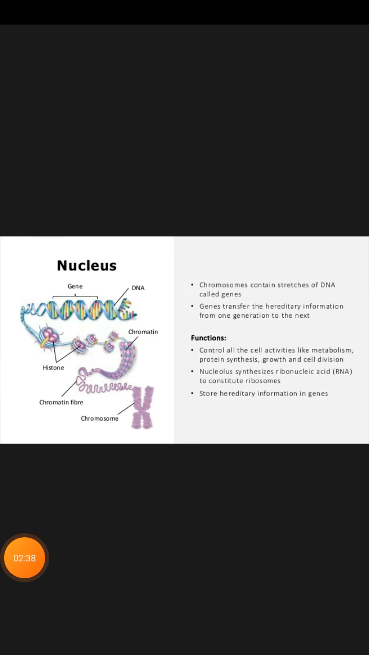Next one is the nucleus. It is a colorless dense sap present inside the nucleus known as nucleoplasm. It has chromatin fiber which is composed of deoxyribonucleic acid, which is also known as DNA, and protein which is called histone protein. These fibers condense to form chromosomes during cell division.